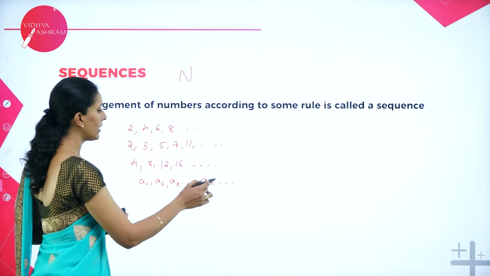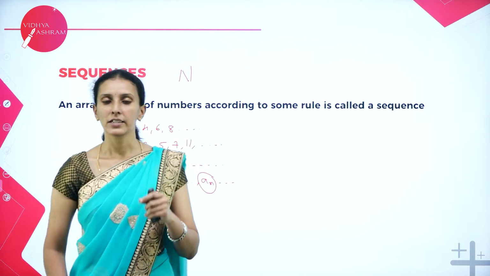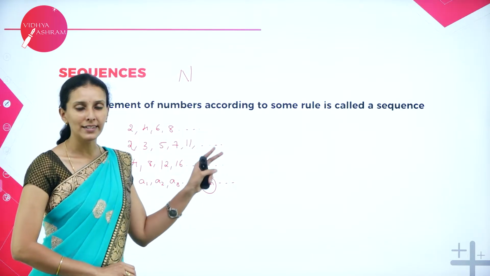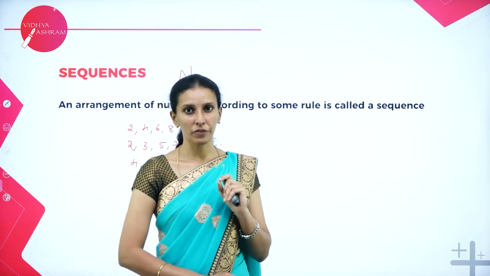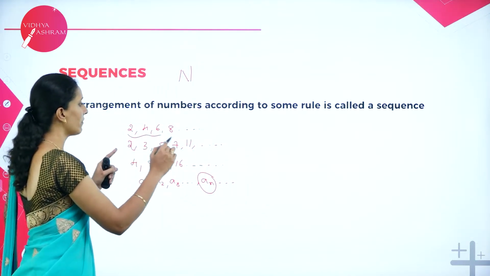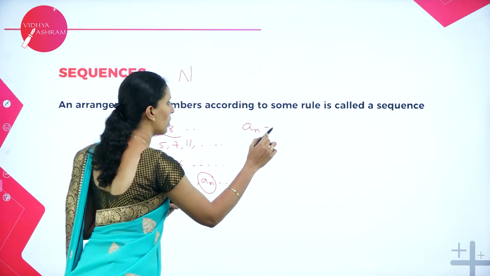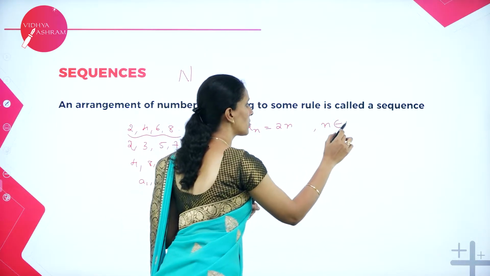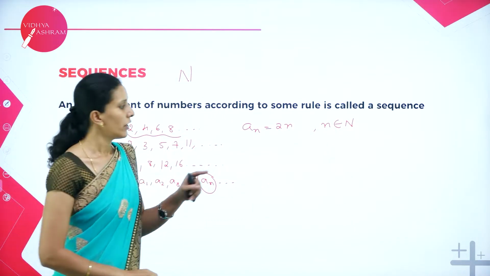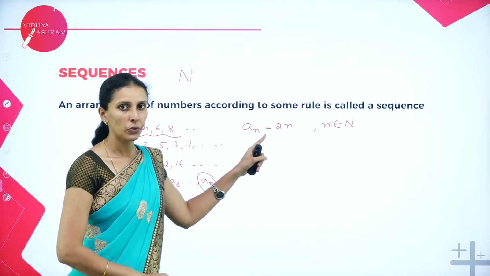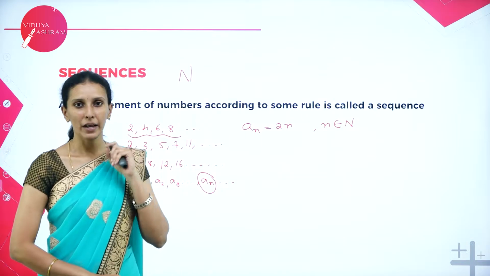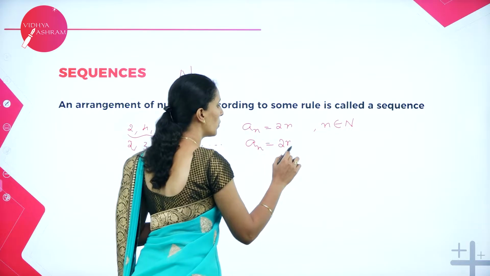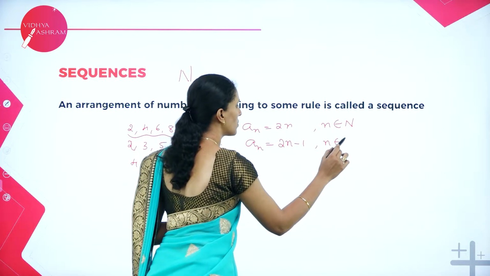Now, whatever the nth term is, we denote it as an. The nth term usually denotes the arrangement of that sequence. It is called the general term of the sequence. For example, for even numbers, I can write an is equal to 2n. Here n may be any natural number, so n belongs to the set of natural numbers. If you go on substituting the values 1, 2, 3, you will get the sequence of even numbers only. For odd numbers, an can be written as 2n minus 1, where n belongs to N.